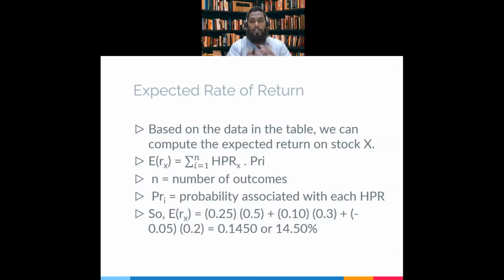So now, if we want to calculate the expected rate of return based on those probabilities, based on the data in the table, we can compute the expected return of stock X based on the following formula. It is the sum of the holding period return multiplied by the probabilities. And here n is the number of outcomes.